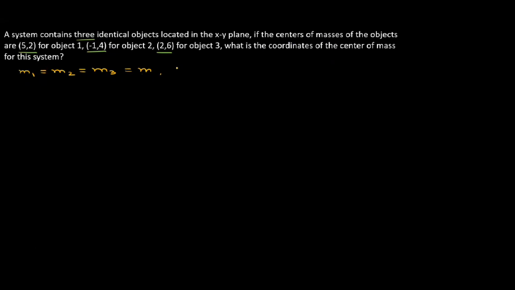Let position of center of mass for object 1 be R1, which is given as (5, 2). For object 2 be R2, which is (-1, 4). And for object 3, R3, which is (2, 6). I need to find what are the coordinates of the center of mass.